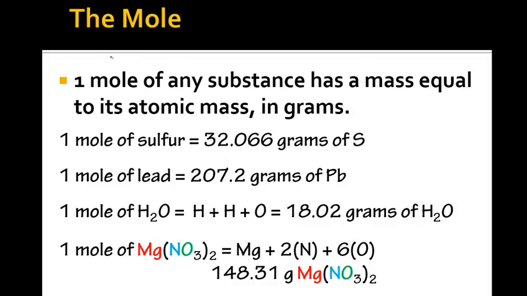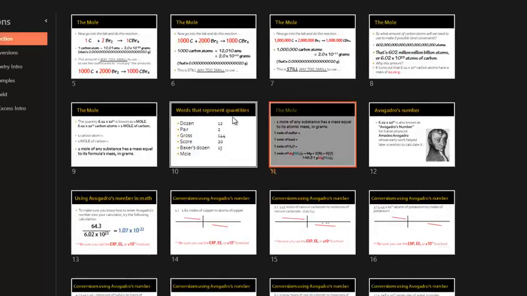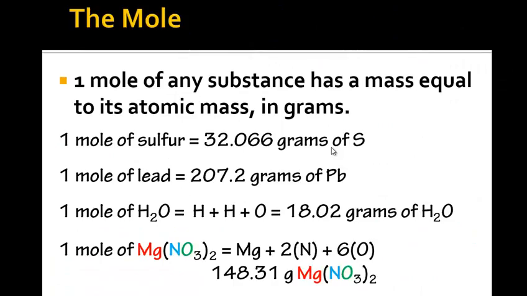Go to my periodic table. Magnesium's mass is around 24.3 or so. Okay. So if I put that down as about 24.3 grams, that's magnesium. Okay. Nitrogen's about 14, and I need 2 of those. So 2 times the mass of nitrogen, which is around 14. And 6 times the mass of oxygen, which is around 16.